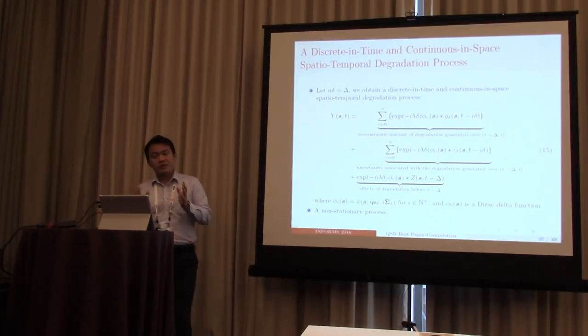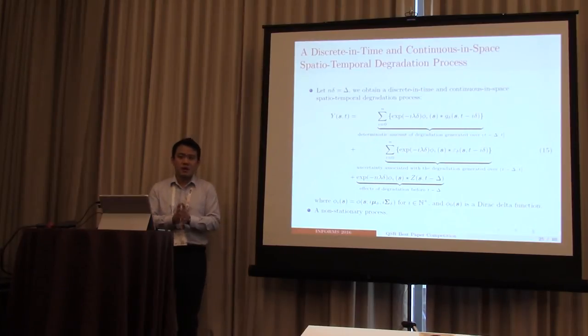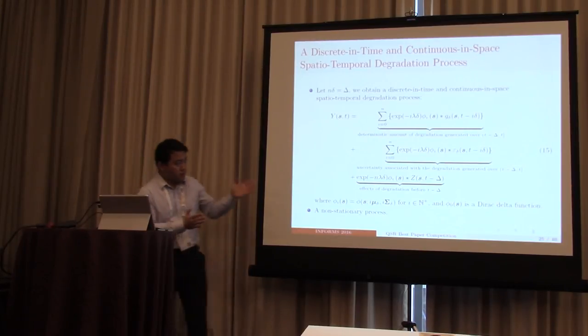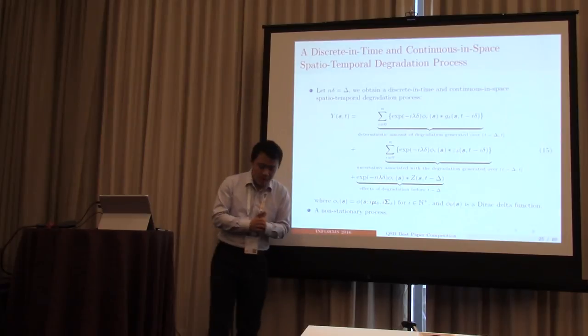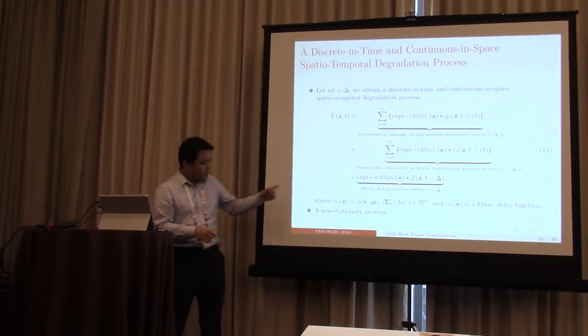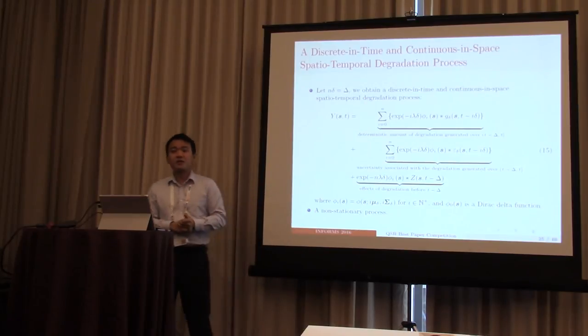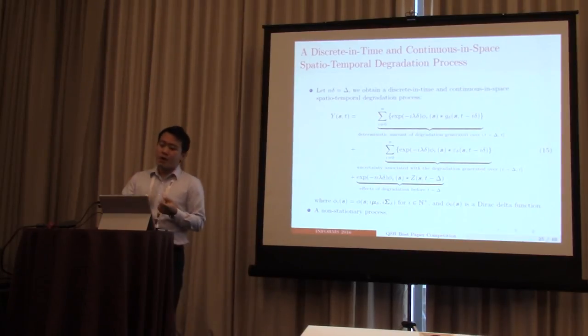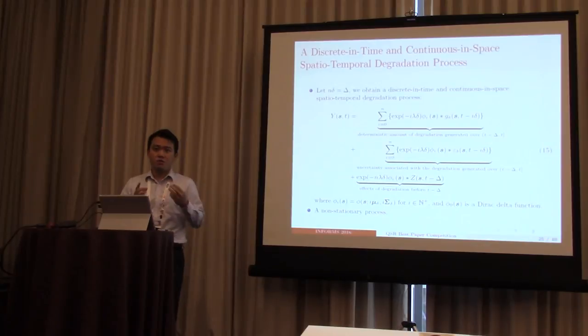The second term is a random term. It captures the uncertainty associated with the degradation generation process over the time interval. The third term is also random. It captures whatever happened before time t minus delta. So immediately you can see that this is going to be a non-stationary process, in the sense that both the mean and variance change over time.